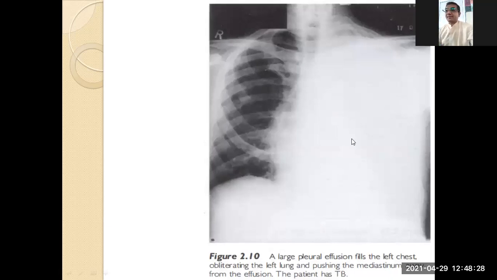Now this is a left side large pleural effusion. Why is it a left side large pleural effusion? Here they have shown the right side, so obviously this is the left side.